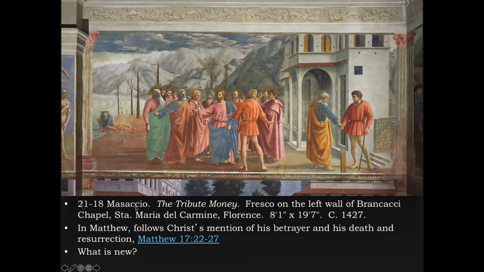So with Masaccio's Tribute Money, in Matthew, it follows Christ's mention of his betrayer and his death and the resurrection. According to the Gospels, those are the stories about Jesus in the Christian Bible. He knew from the time he was born that he was going to be executed. He knew he was going to be sacrificed. And the week that that came up, and we talked about it earlier with Palm Sunday, he started to get stressed because he's also a human, but Christians believe he's a God as well.